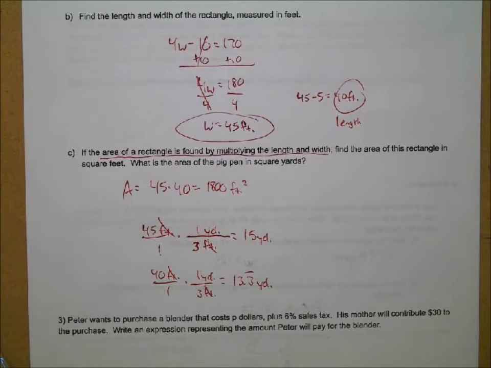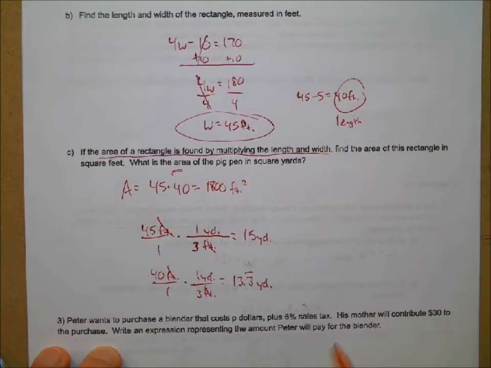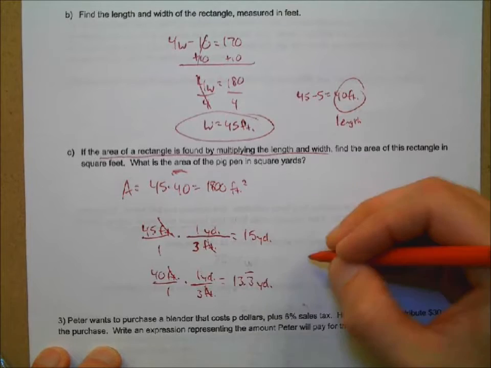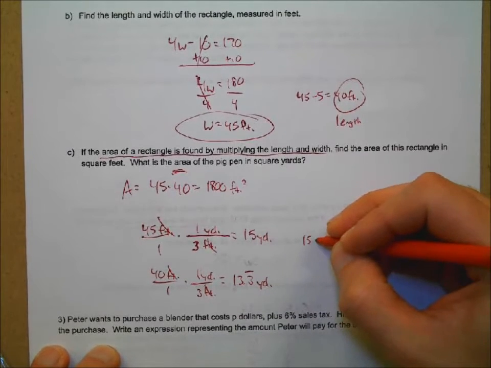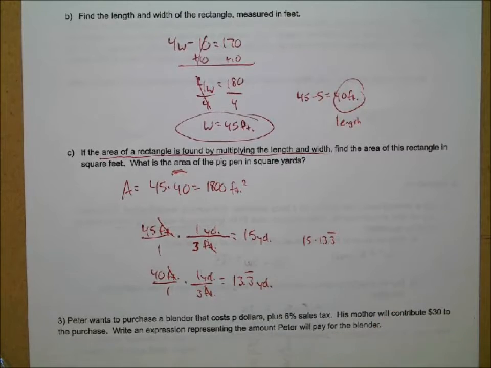Whew. So are we done now? No. What do we still have to do? Multiply them, because we have to find the area of the pig pen in square yards. So we'll multiply these two numbers now. 15 times 13.3 repeating. Okay. And you get 200.